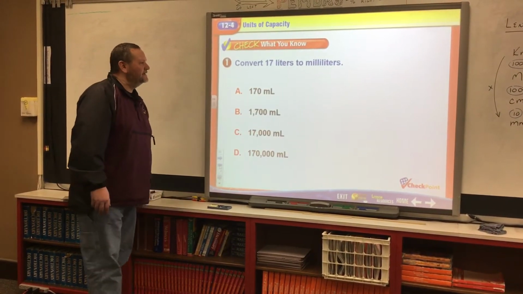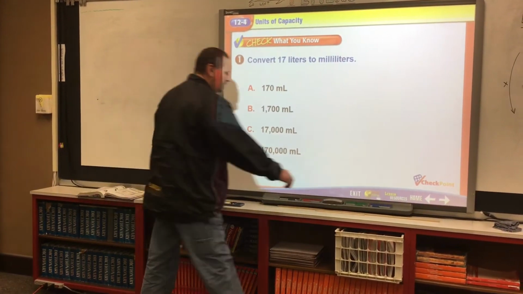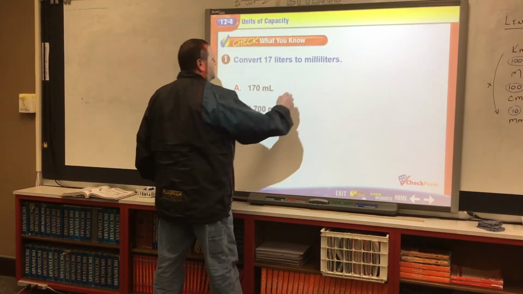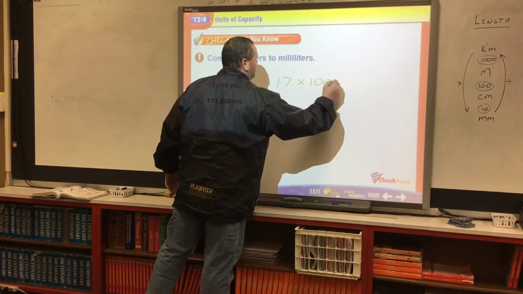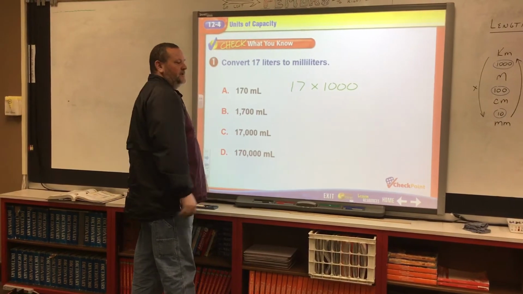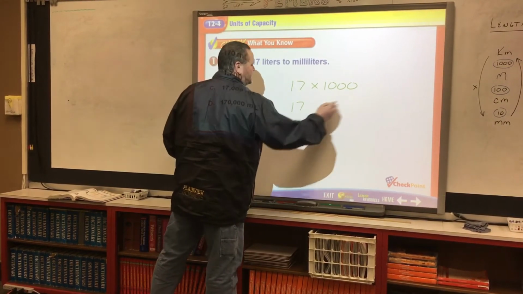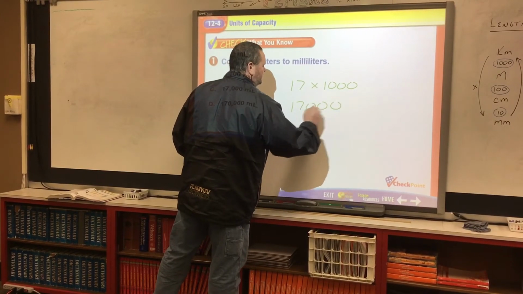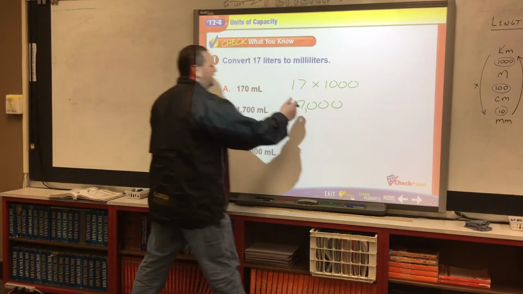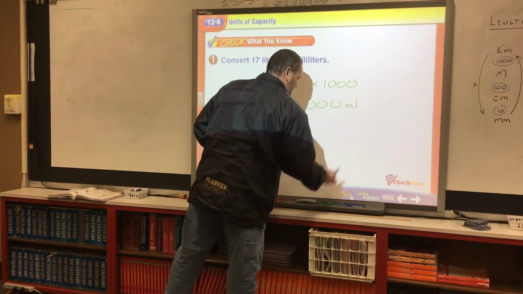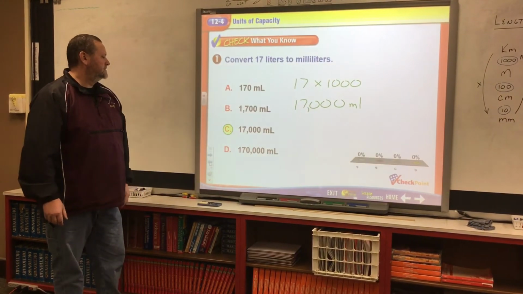Convert 17 liters to milliliters. Well, all we're simply doing is multiplying 17 times 1,000. Should be mental math. 17 times 1 is the 17, and then you have your 3 zeros. Put in your 3 zeros. And you're converting from liters to milliliters. So, letter C.